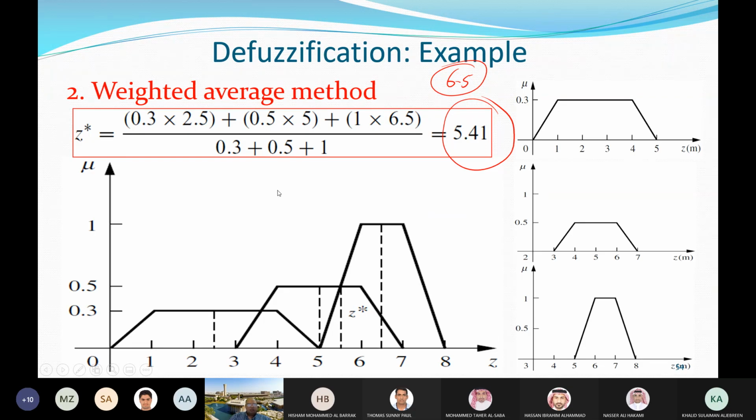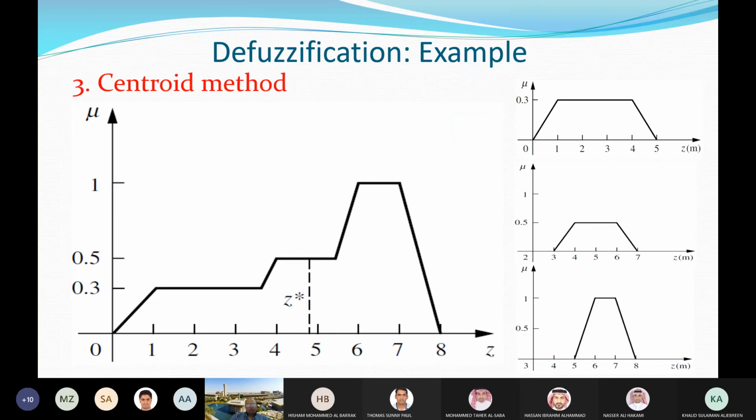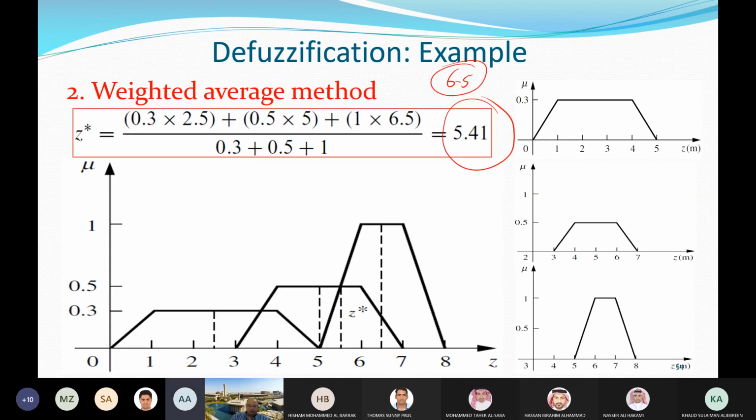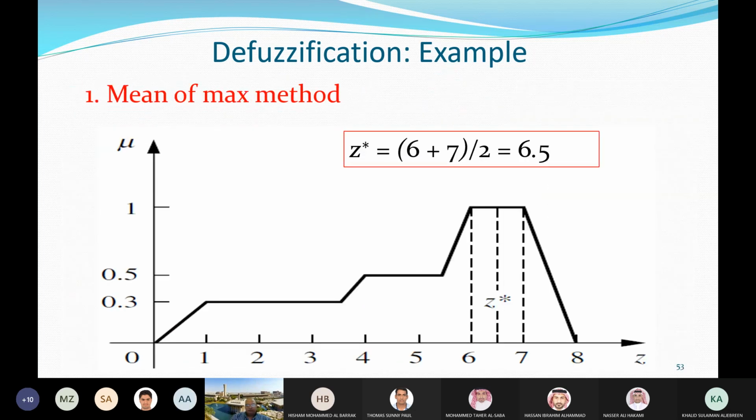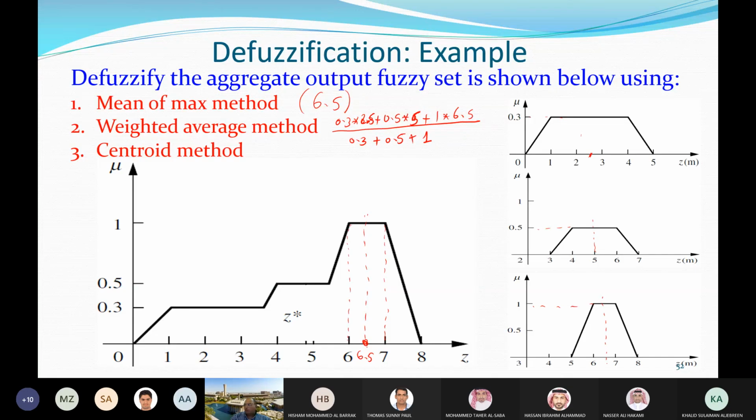Let us see the centroid method. For the centroid method, you need to find out this straight line. Abdullah Yusuf, you have a question? Yes. Can you go back? Excuse me, which one? The weighted average method. How can we calculate it when the shape of the function is not symmetric?